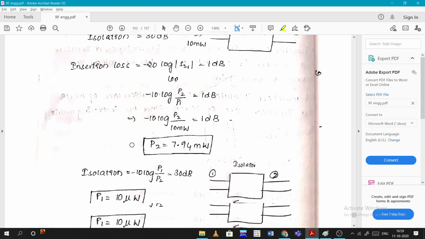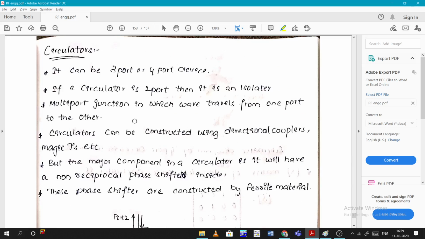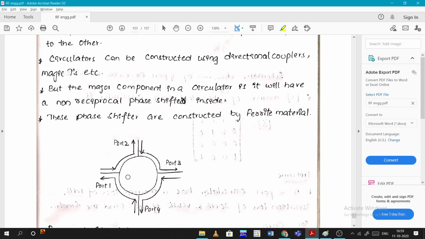So basically these are the same problems, no difference. Now coming to the circulator. Circulators are basically 3-port or 4-port devices. If the circulator is 2-port, it is also called an isolator. It is a multi-port junction in which a wave travels from one port to another.